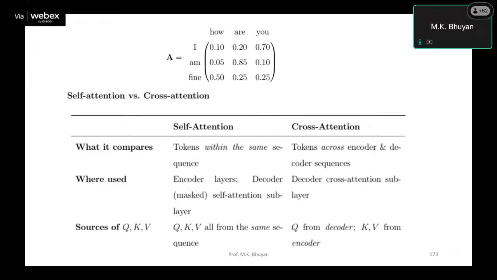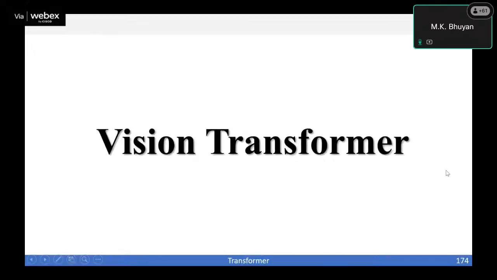And also, in self attention, we are considering the encoder layer, and in the decoder it is the masked self attention. In the cross attention, we are considering the decoder cross attention sub-layer. And if I consider Q, K, and V, in self attention Q, K, V all come from the same sequence, but in cross attention, Q comes from the decoder and K and V come from the encoder. That is the difference between self attention and cross attention.